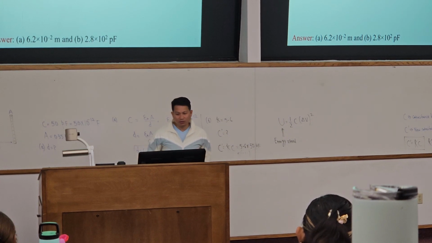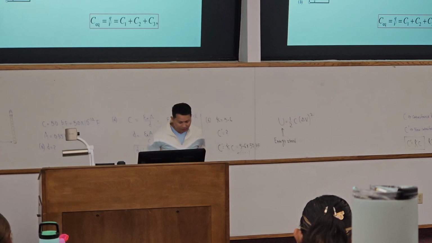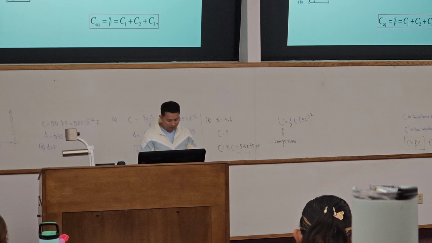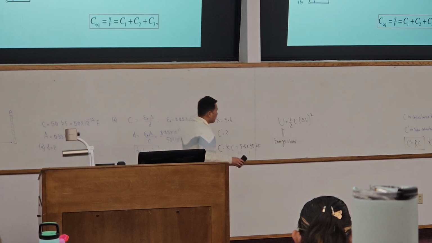If you have more than one capacitor, you can connect the capacitors in a circuit in different ways. One is called parallel combination, and another one is called series combination. So let's talk about that.